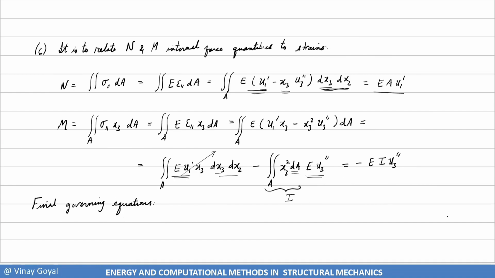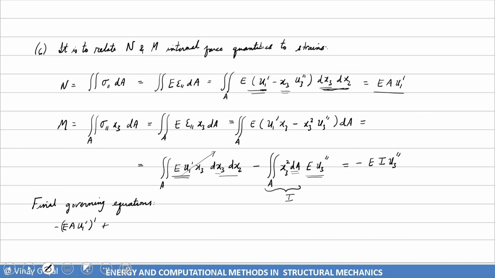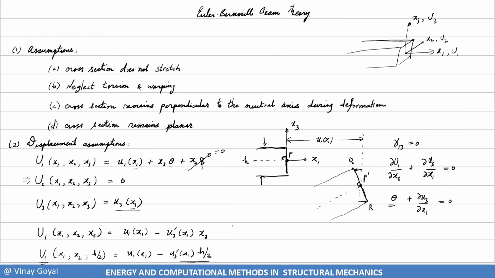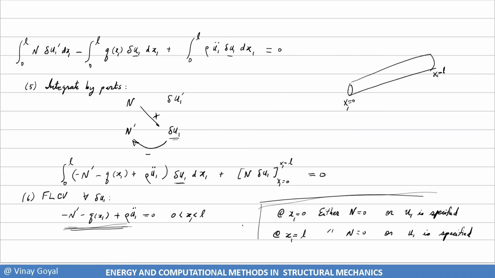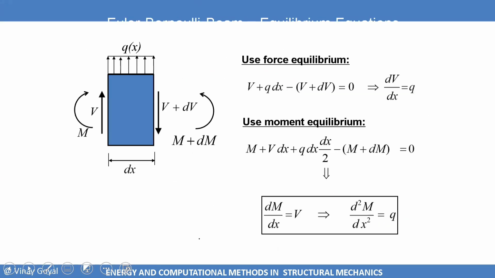And when I do that, I get EA minus EAU1 prime, plus rho A U1 double prime equals 0. Now, if you compare, that's what we got before for the axial bar. I'll show you that in a second. This is what we got for the axial bar. Very similar answer, but I didn't have an axial force applied, so therefore there's no Q.